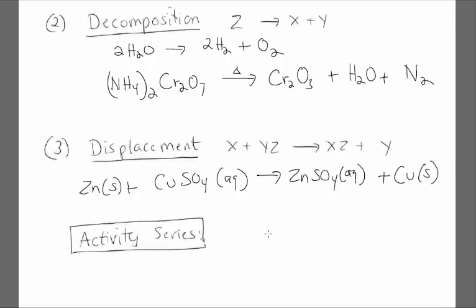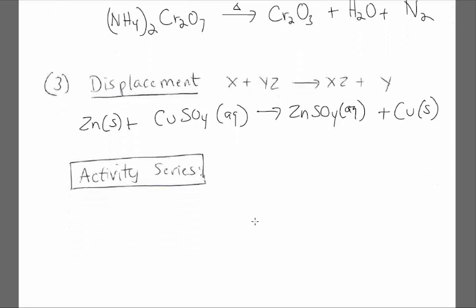All right, and an activity series is an example of displacement type reactions where you have a list of what can displace what. So the zinc can displace the copper, but the copper is not going to displace the zinc. It's going to go one way or the other. So either it goes this way or it goes this way, and in this case it goes the forward direction. So copper is not active enough to displace the zinc, but zinc is active enough to displace the copper.